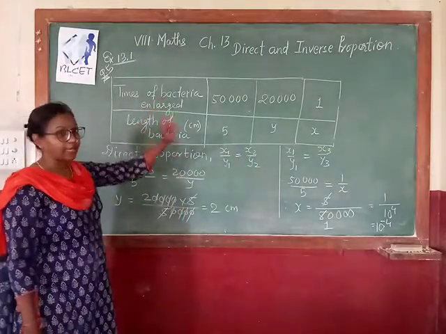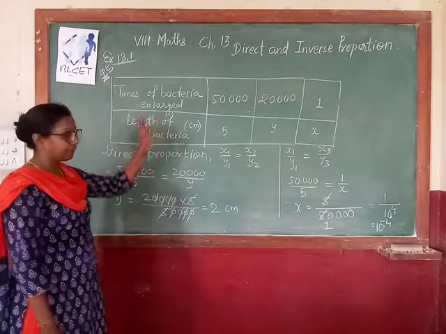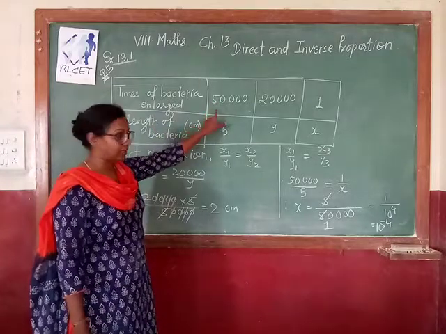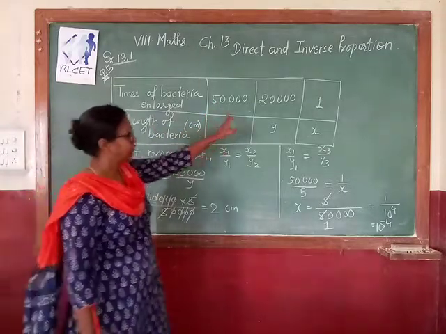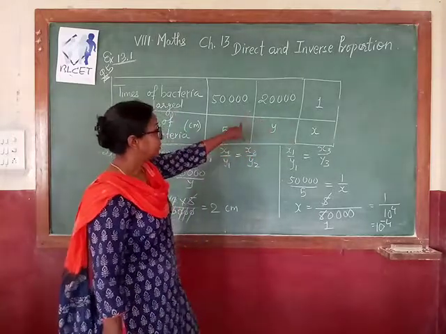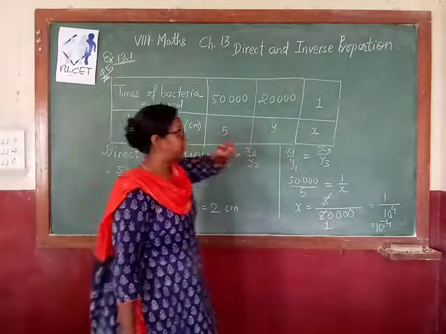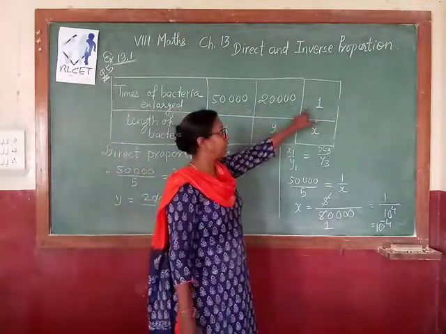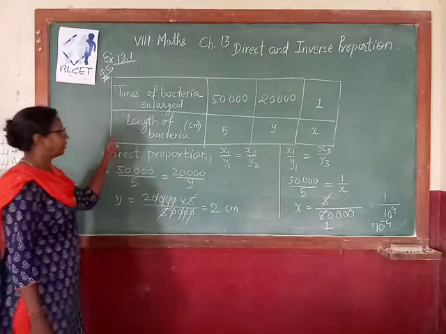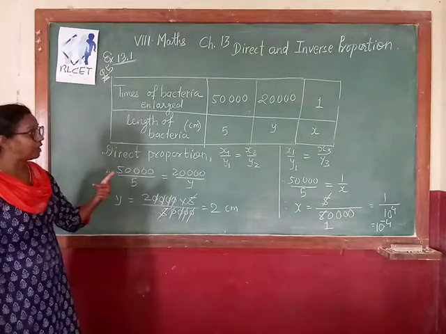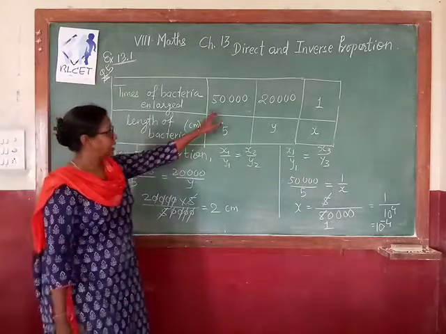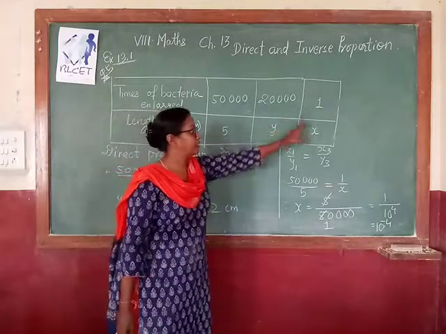So the number of times you enlarge the photograph, and the length of the bacteria after enlarging. So if you enlarge 50,000 times, the length of the bacteria is 5 cm. If you enlarge 20,000 times, the length is to be found. Then you are not enlarging the bacteria, that original photograph, that is 1, and for that what is the actual length of the bacteria that you want to find. One time if you are enlarging, then what is the length of the bacteria. So this is in direct proportion, that is x1, y1, x2, y2, x3, y3.